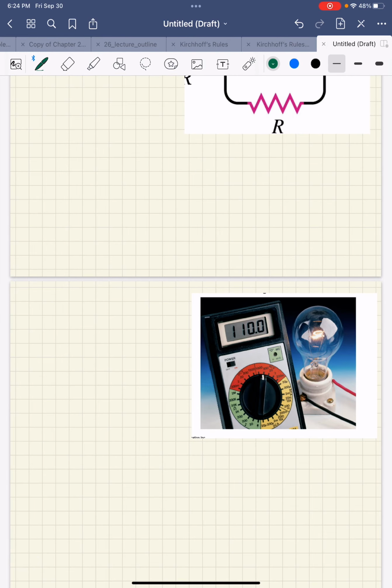Now, we maybe use different devices. We use what is called a multimeter, and multimeters, especially the digital ones, are very helpful because they are more accurate, and they measure all of the above.